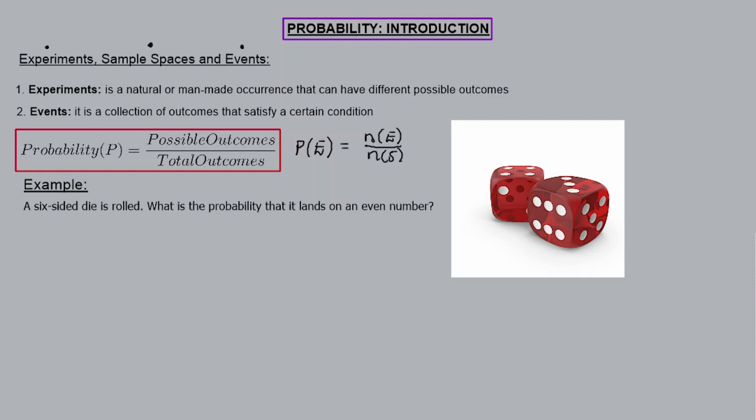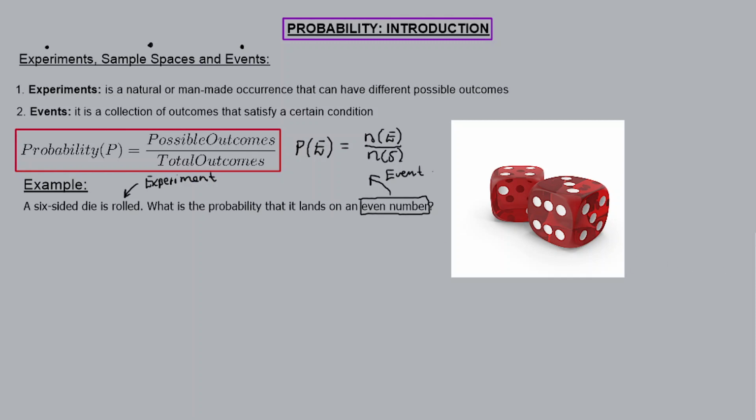So in this example, the six-sided die being rolled is what we call an experiment. What is the probability that it lands on an even number? This is an event, also the condition.